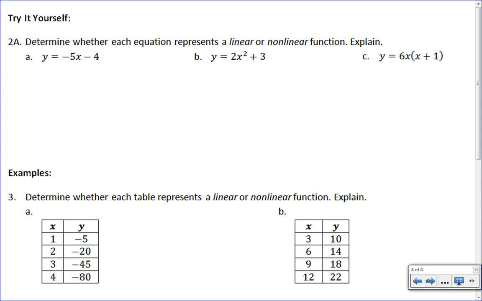Okay, so there's some try-it-yourself problems for you to do on your own. Pause the video, work through those 3 problems, and when you're ready to check your answers, press play. Okay, the first one is linear. The second one is nonlinear. And the last one is also nonlinear.